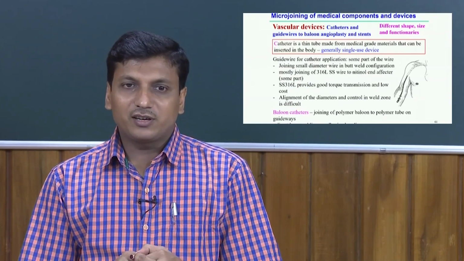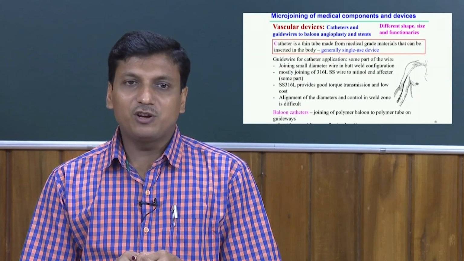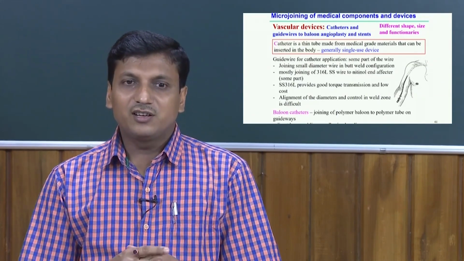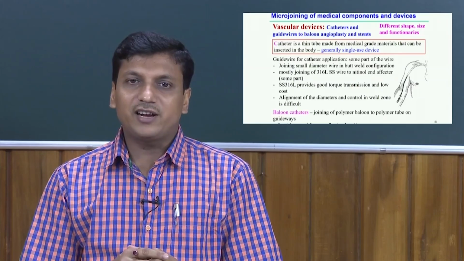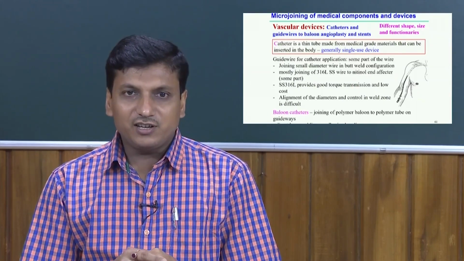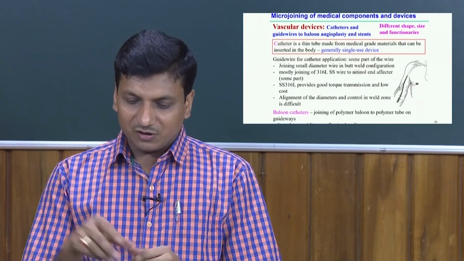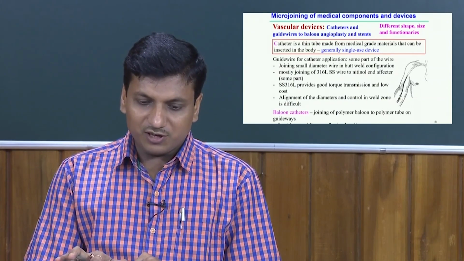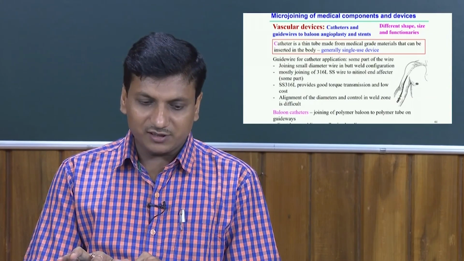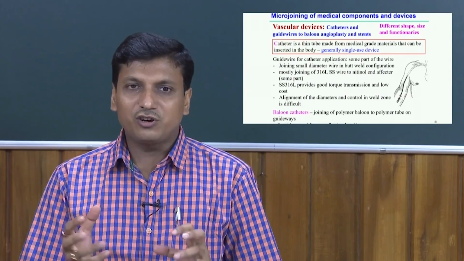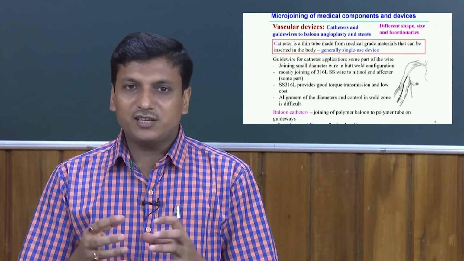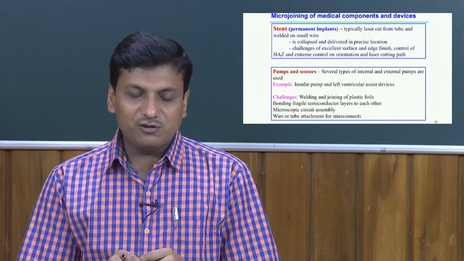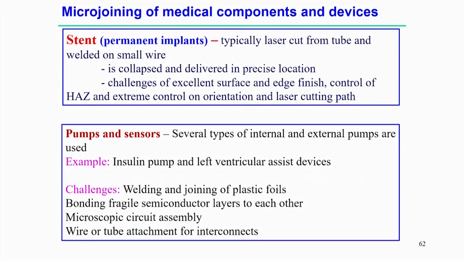Like balloon catheters, joining of the polymer balloon to the polymer tube on the guide wires is sometimes required. In this case, either direct laser welding or adhesive bonding is generally used. Of course, these vascular devices, where we use catheters, guide wires or joining of balloons, are generally single use devices, but if you look at the stent, a permanent implant is required.